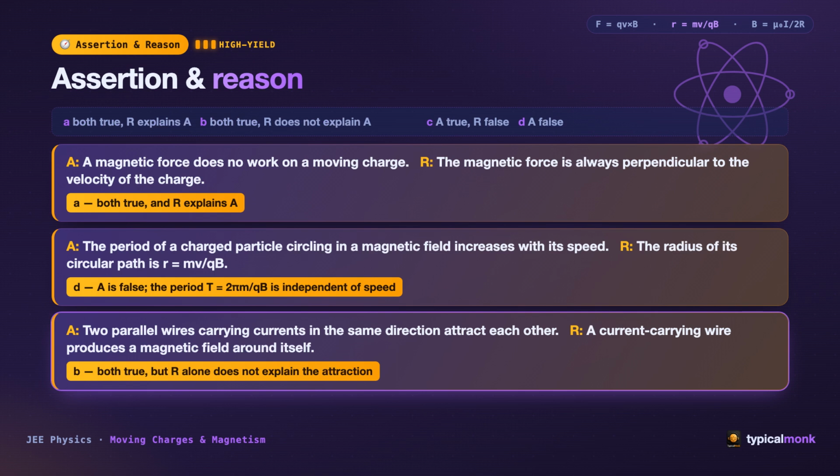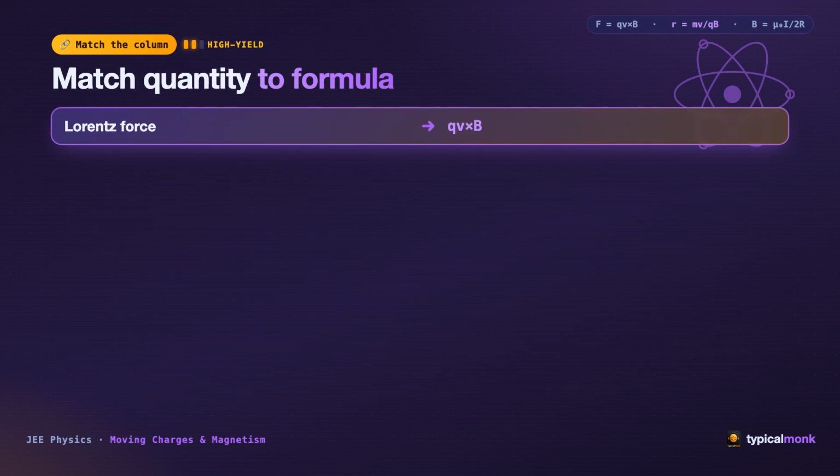Third pair. Assertion: two parallel wires carrying currents in the same direction attract each other. Reason: a current-carrying wire produces a magnetic field around itself. Both are true, but that the wire makes a field does not on its own explain why the force is attractive, so the reason does not fully explain the assertion. The answer is B.